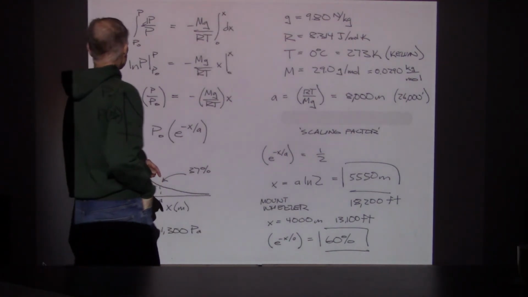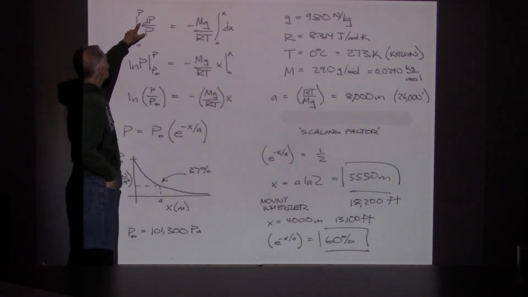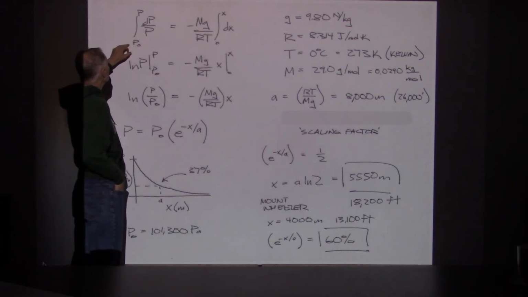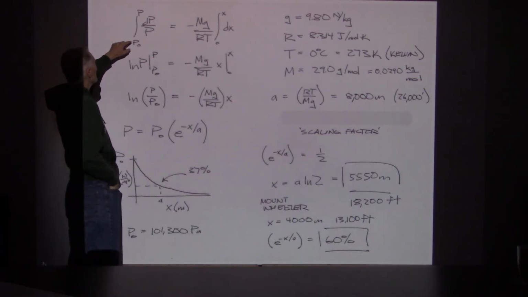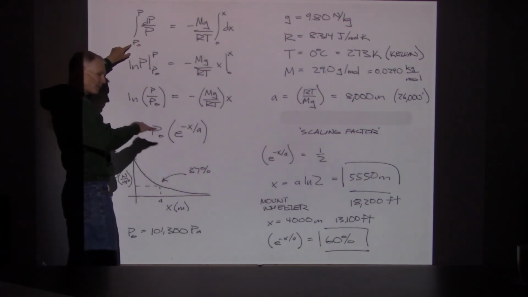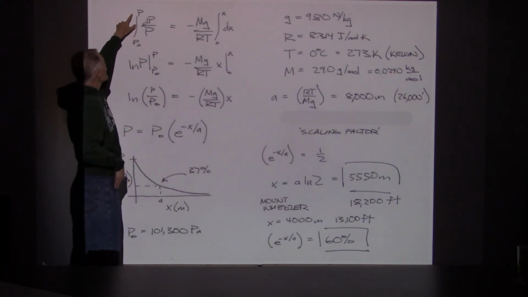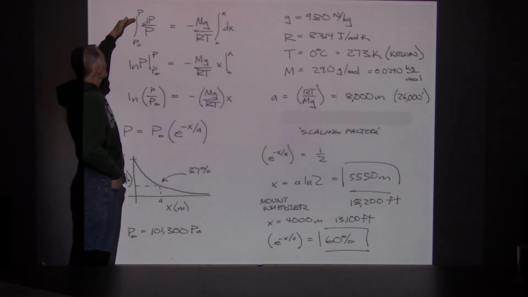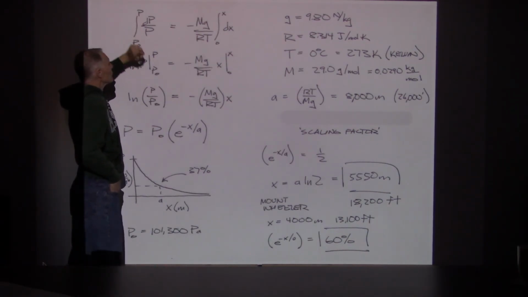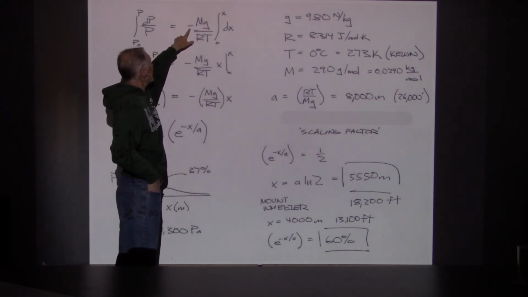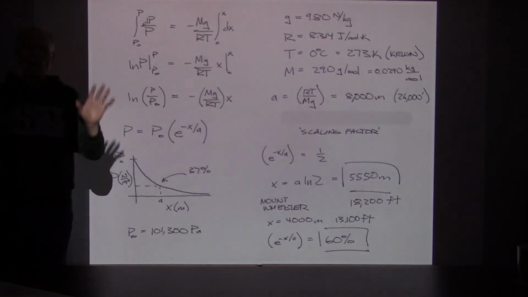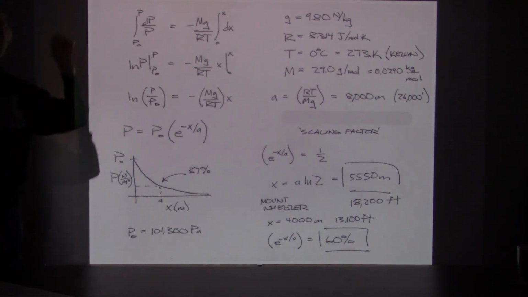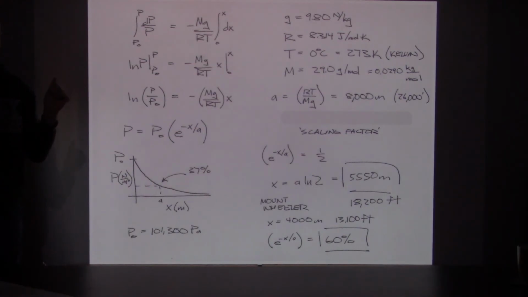And here's what it looks like. We can take the dP over P and integrate from atmospheric pressure at the surface up to some pressure at a higher location. Notice this side is integrating from higher values to lower values. That's not a problem. That's taken care of with the minus sign. So that minus sign is telling us that when the right side of the equation increases, the left side of the equation is going to go down.